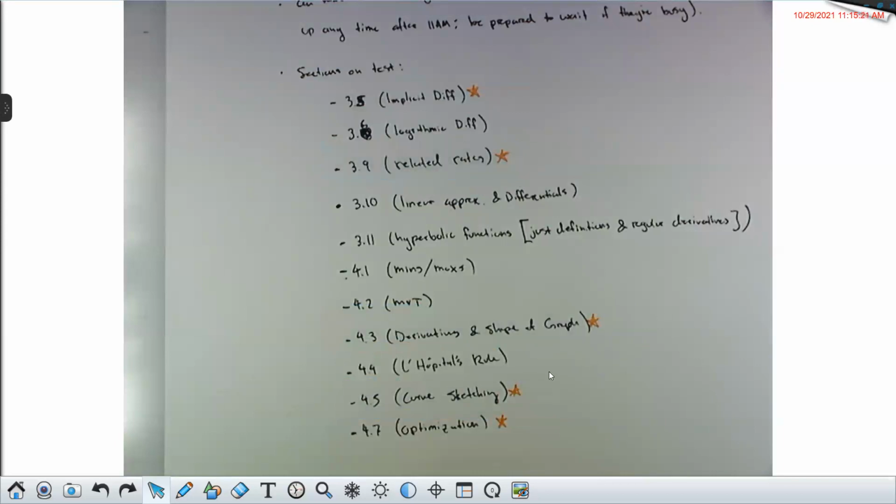You can definitely expect at least one problem that has to do with the derivatives and the shape of the graph. You can expect at least one optimization problem and at least one problem that has something to do with curve sketching, although maybe not like a whole, here's a function, go through all that stuff. But maybe I give you some information about that function and then I ask you to sketch the graph. Maybe I give you the number lines and tell you to sketch the curve, something like that.